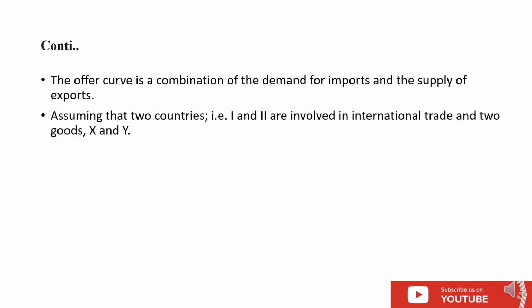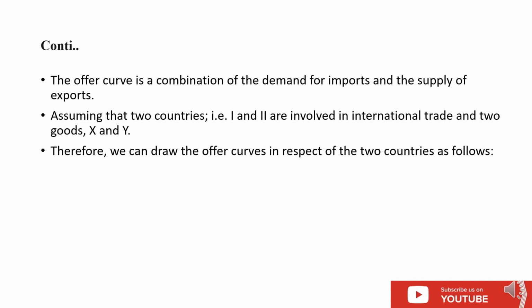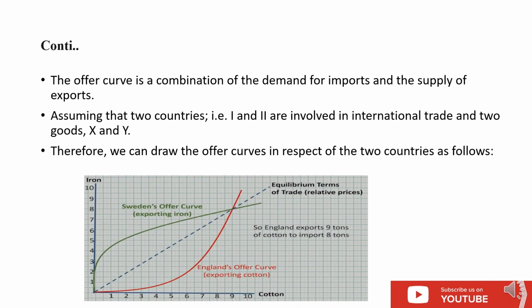Assuming that two countries want to involve in international trade with two commodities X and Y. So we draw the offer curve in respect of the two countries as follow. Like there are two countries, Sweden and England, and both want to involve in international trade. And the two commodities X and Y, where X commodity is cotton and Y commodity is iron.